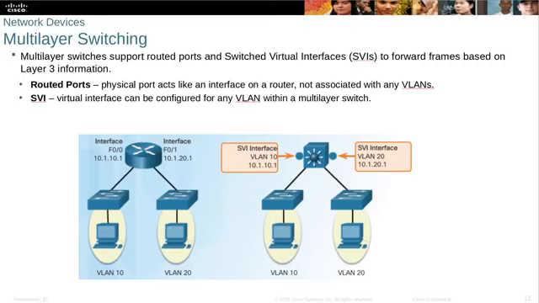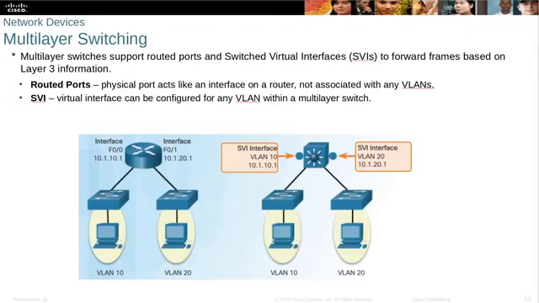Multilayer switching. Now a multi-layer switch supports what are known as routed ports. These are switch ports on which we can actually configure an IP address. So these are switch ports that are working at layer 3 of the OSI layer model. Multi-layer switches also support switch virtual interfaces, or SVIs. These are logical ports. They only exist in software. They're not actual physical ports like routed ports are.